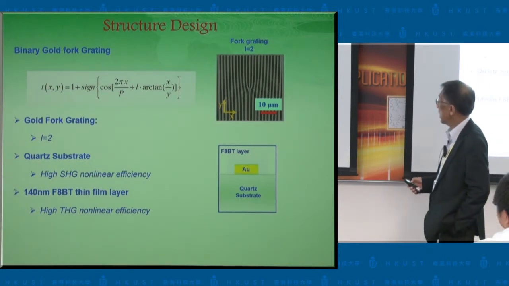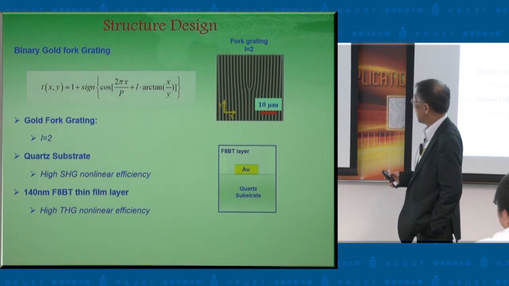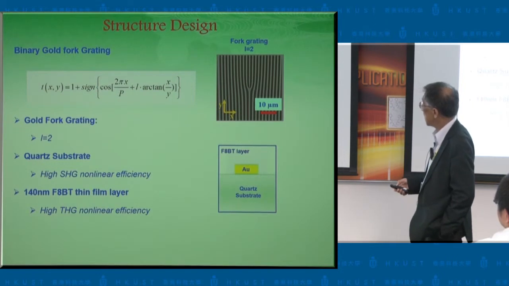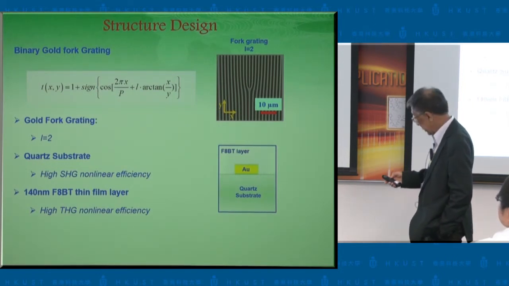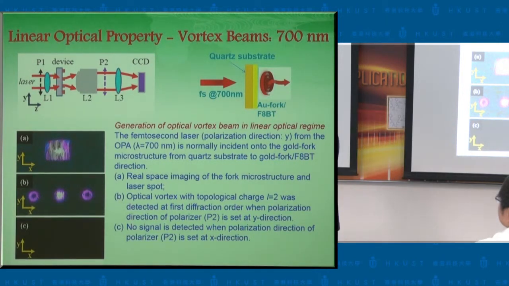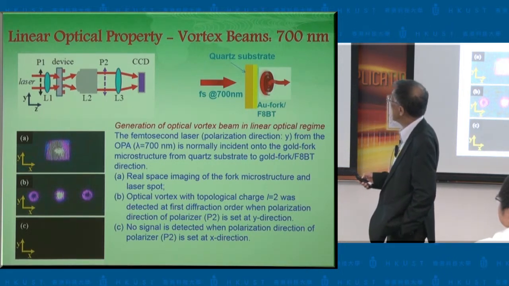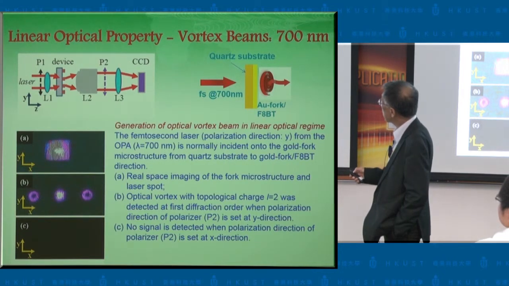That forms the active medium, and that active medium is F8BT. Again, this is one of the materials that have high nonlinear optical properties. So what we want to do is to excite it, and this is where we put the sample here, and we use the laser exciting it, and the signal is collected here. Then you have a second polarizer here, the first one is here, and to filter that, we then focus the image onto a CCD.